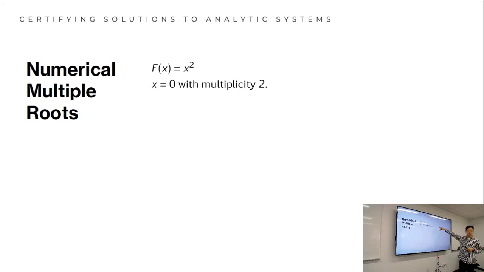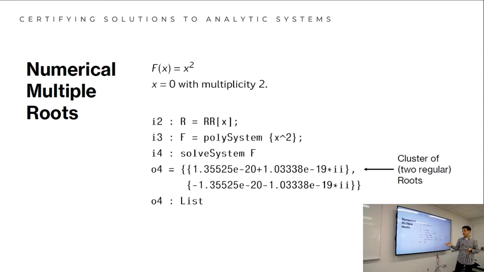So let me give two examples. Capital F of x is equal to x squared. We have x equal to 0 with multiplicity 2. I will solve this using a numerical solver, Macaulay2. Then we get two solutions, but we should observe that this is actually two solutions, not one, which means we got a cluster of two roots.